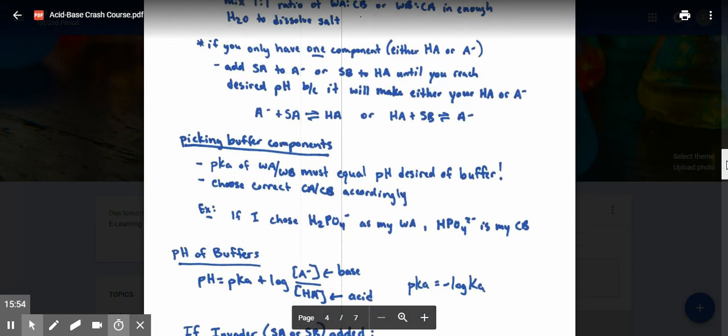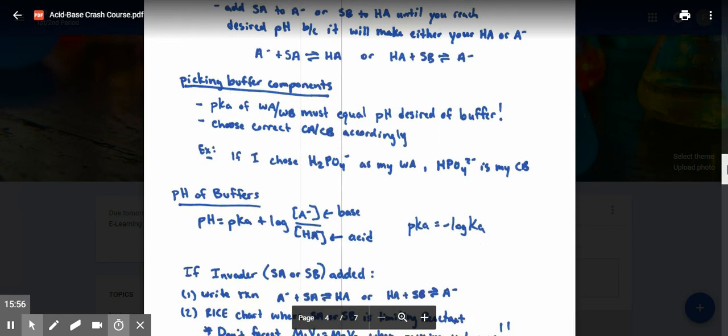In order to pick buffer components, you first have to make sure that you choose the correct weak acid or weak base. To do that, you choose the pKa of the weak acid or weak base, and that has to equal the pH desired of your buffer. Then you choose the correct conjugate acid or conjugate base accordingly.